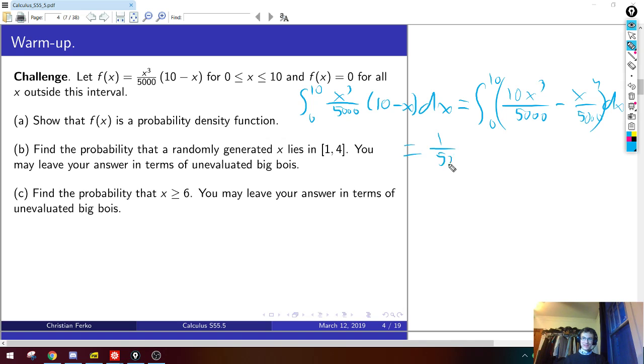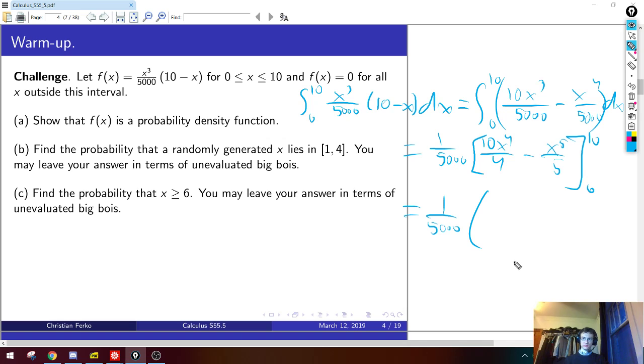Okay, so I'll pull out the 5,000, and then what goes in the big brackets when I do the power rule on these guys? Let's see. So 10x to the 4th over 4. Good. And the second term? Minus x to the 5th over 5. From 0 to 10. Okay. So at 0, this gives us nothing. What happens at the top endpoint?